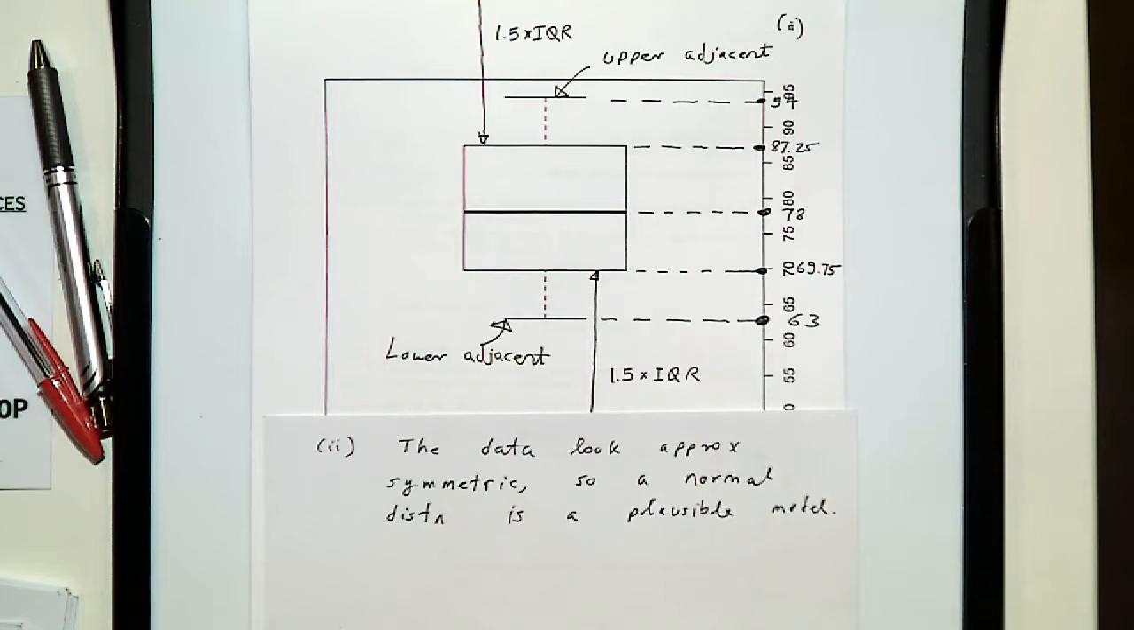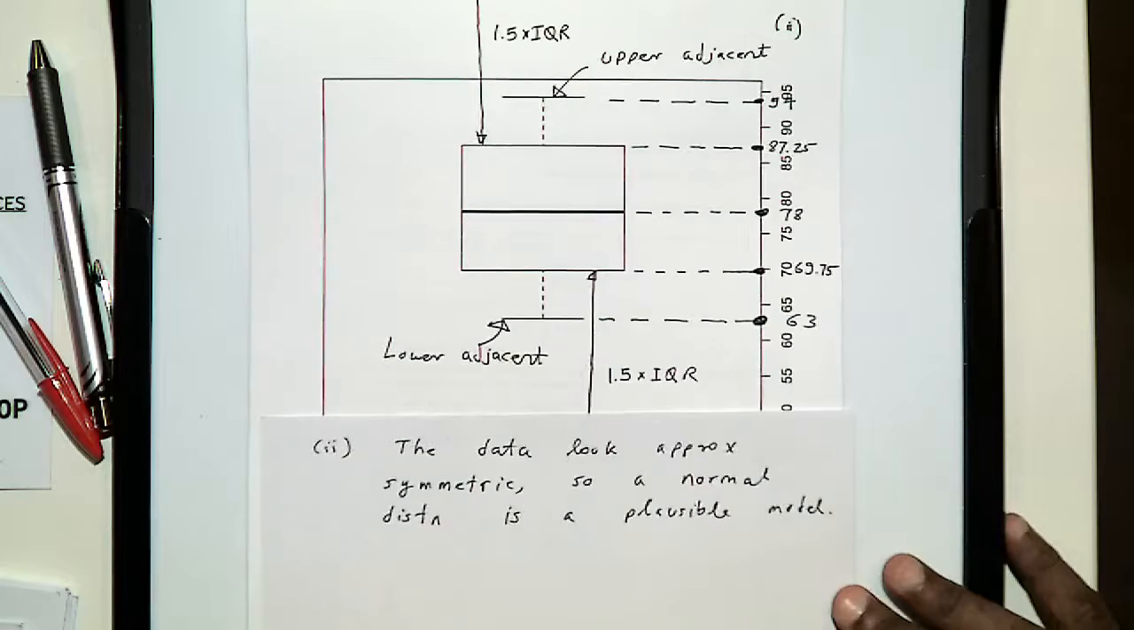Do you follow me? Looking at a box plot, you should be able to say immediately whether a data set is symmetric or not. Just look at the middle line and how it compares to the two quartiles, right? That's all you need to do.